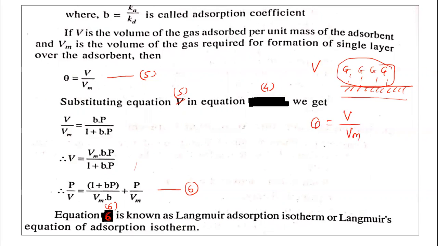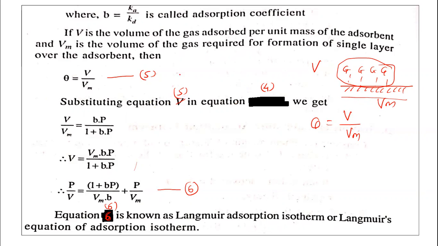So theta is the fraction of the surface covered by the gaseous molecule. Out of this Vm, this V can be covered by the gaseous molecule. So theta is equal to V upon Vm. Try to understand this. This is equation 5. Substituting equation 5 in equation 4.